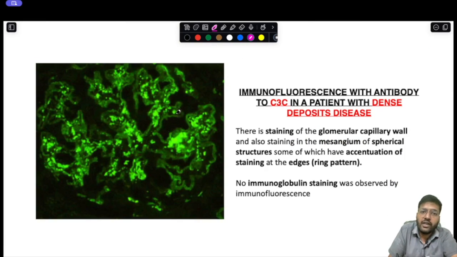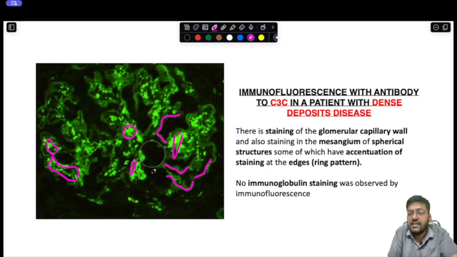As we can appreciate over here, this is granular, this is all capillary staining. Whereas over here, very dark staining at the central areas, again granular to dark staining, and sometimes even forming a ring-like pattern, you can appreciate over here. So these are the mesangial deposits. Some areas are forming a ring-like pattern also. These are the mesangial deposits.